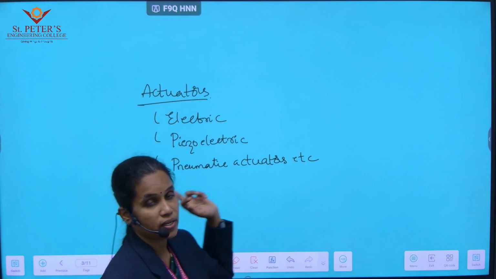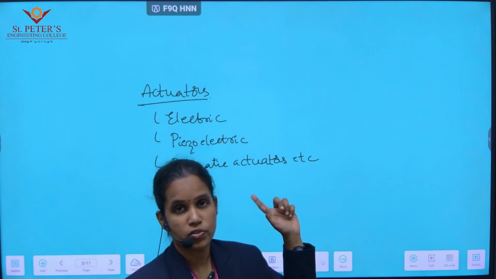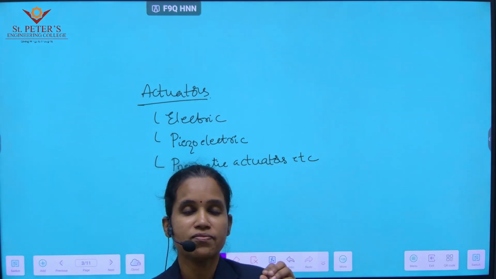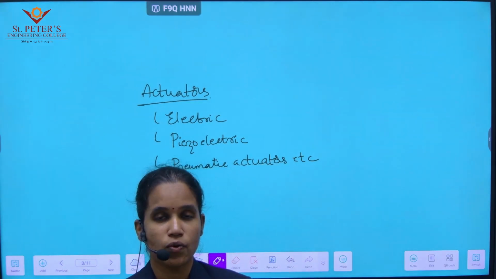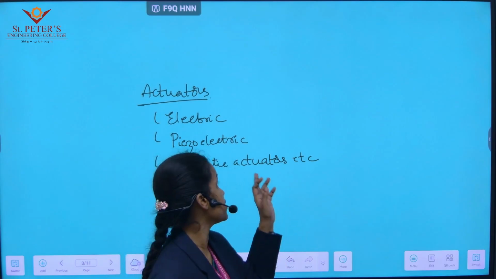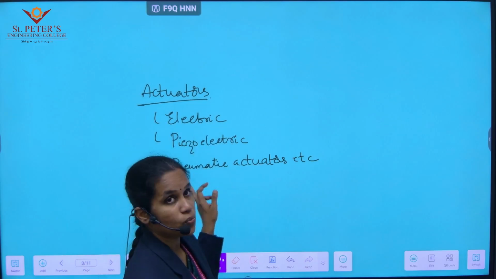So next, actuators. Actuators do the opposite job of sensors. Actuators convert the electrical signal to cause some physical motion, like closing or opening a valve, or turning a motor in the clockwise direction or in the anti-clockwise direction. So these are the actuators we generally use.